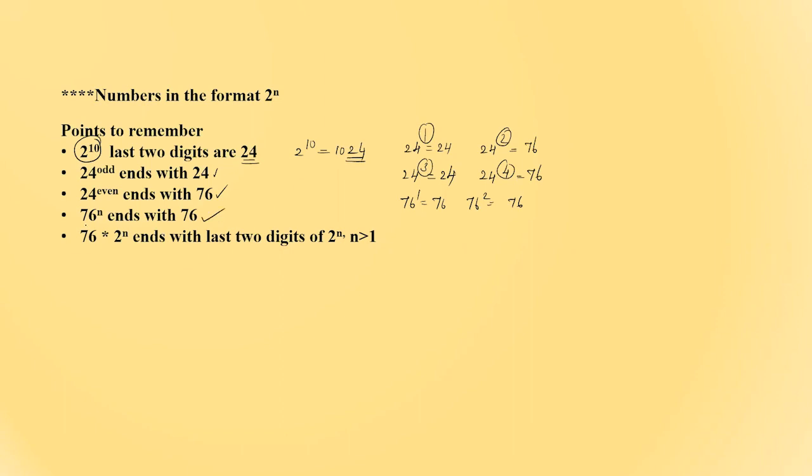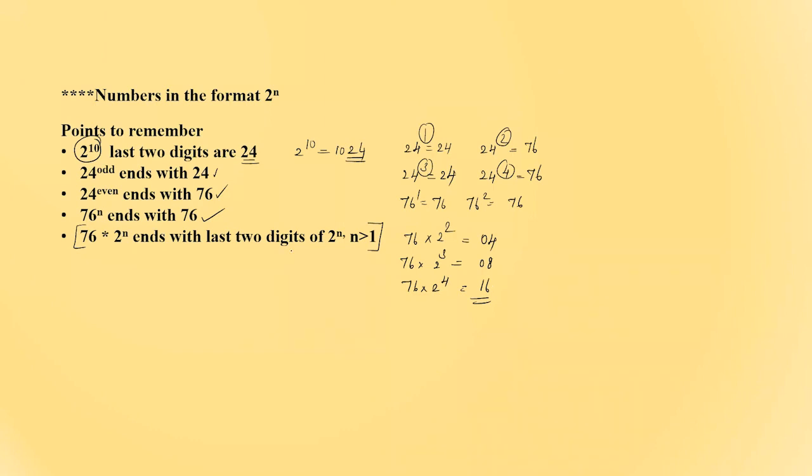Okay, and another major tip that you can remember when you're doing the problems is if you have anything like 76 into 2 square. What is 2 square? Remember that this is 2 power n where n is greater than 1, so that's why I haven't taken 2 power 1. So 2 square is 4, and the last two digits of 76 into 2 square would be the same as 2 square, which is nothing but 04. If I take 76 into 2 cube, the last two digits would be the same as 2 cube, which is nothing but 08. So 76 into 2 power 4, the last two digits will be the same as 2 power 4, which is 16. That's it.